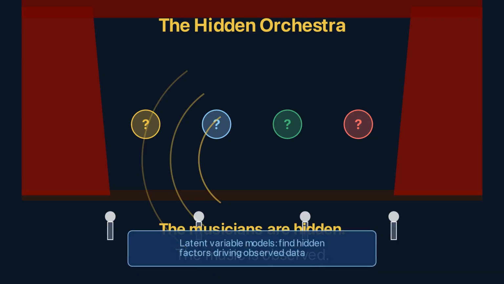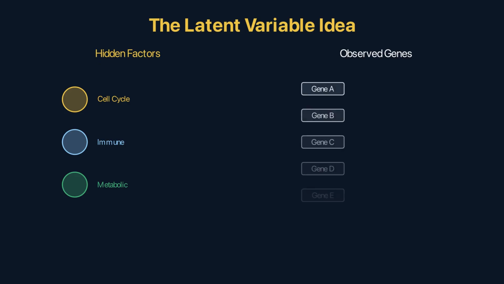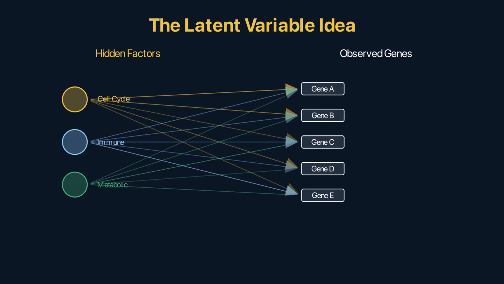This is the latent variable problem, and it appears everywhere in biology, from gene expression to multi-omics integration. The core idea: observed variables are combinations of fewer hidden factors. 20,000 genes are observed, but they're driven by perhaps 50 underlying biological programs: cell cycle, immune activation, metabolic state, differentiation.